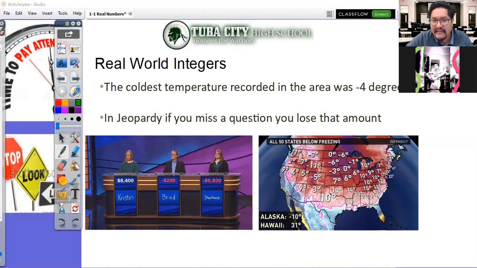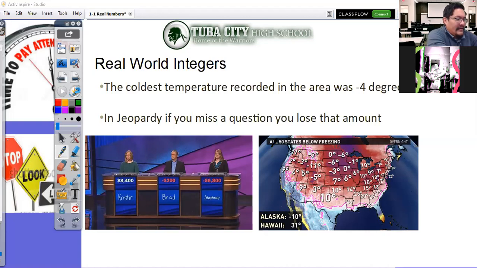So 0 degrees would be almost freezing, and if it's colder than 0 degrees, that's a negative temperature. Although some of these are still positive. 10 degrees is still very cold, but ice wouldn't freeze at that. So let me go to the next one.